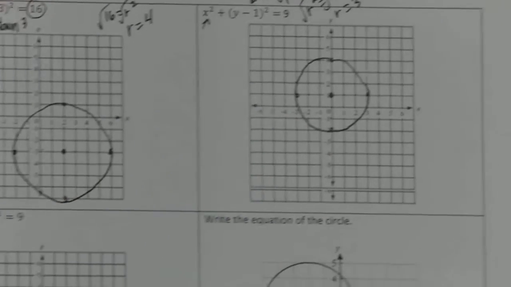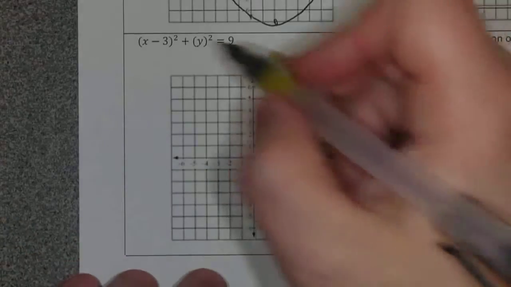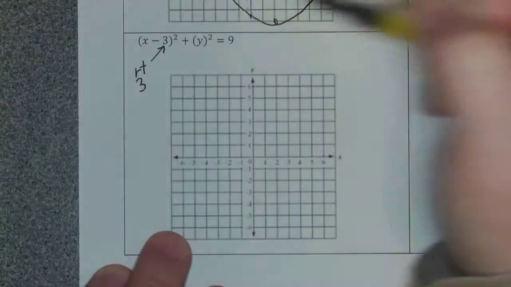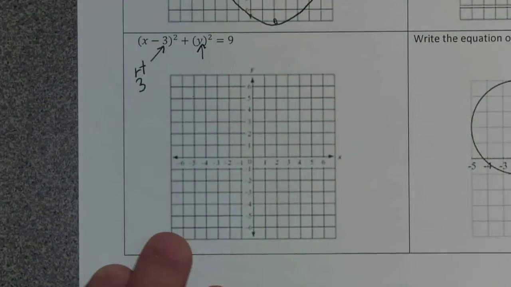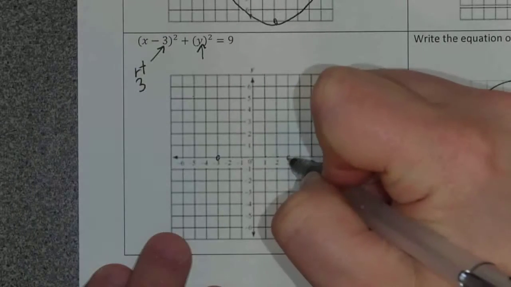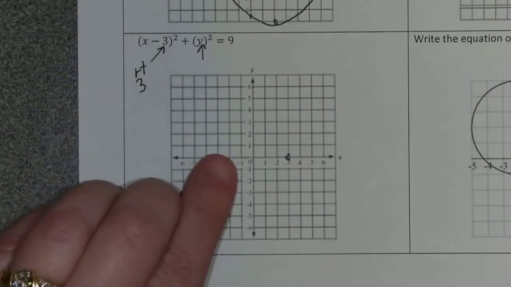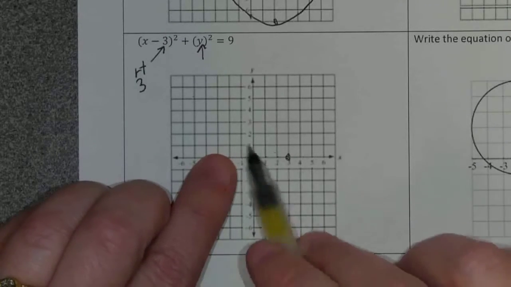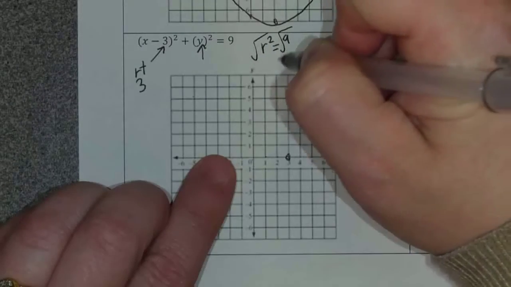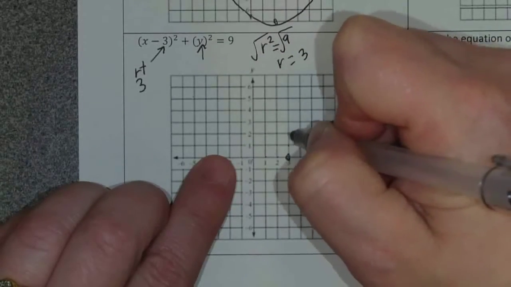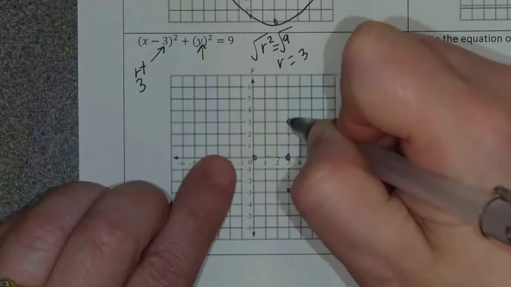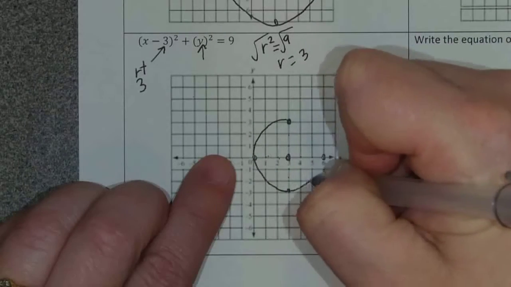Alright, here's another example of doing the exact same thing. Our movement left or right, minus is going to be to the right, so we're moving right 3. Then there's no movement up or down. I should really move to the right though, so sorry about that over here. I moved right 3, and then I follow my radius. My radius squared is equal to 9, so I square root both sides to get my radius equal to 3. And my graph goes through those ordered pairs.